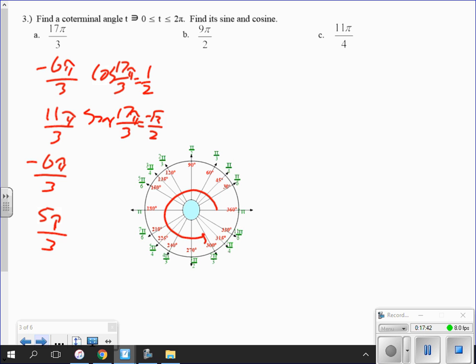I need to subtract 2 pi. And 6 pi over 3 is 2 pi with a common denominator. Yeah, common denominator, fractions. Ooh, wait. Oh, good, nobody passed out when I said the word fractions. Okay, 9 pi over 2.